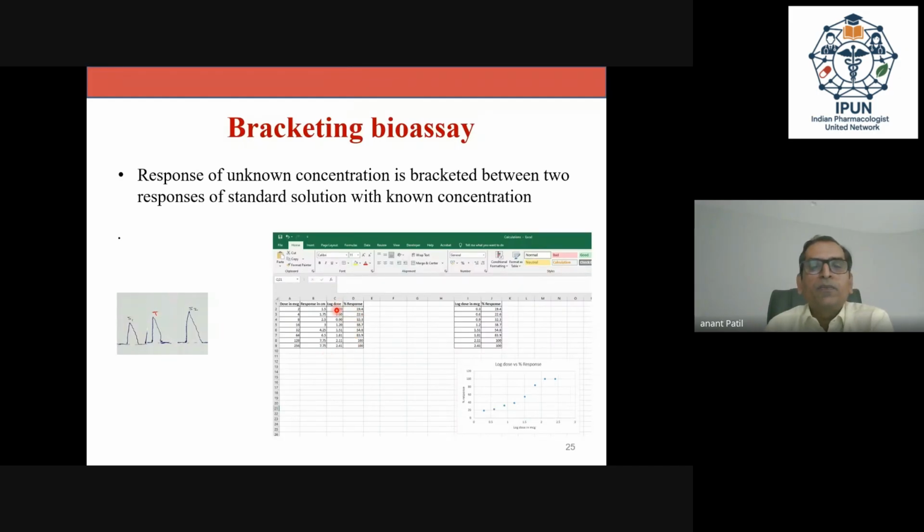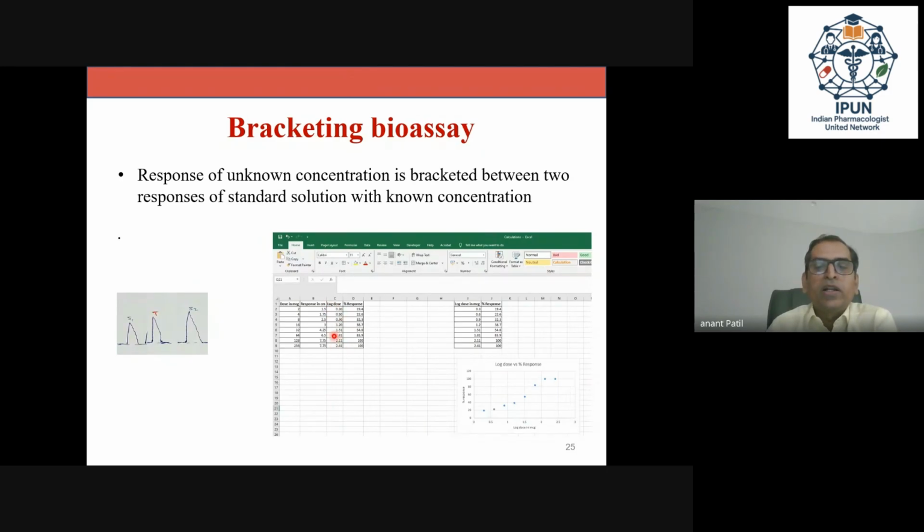Now, number one, why should we convert the dose into log dose? You can see here, the dose is ranging from 2 to 256. It might even go further, and it would be very difficult to plot these doses on a simple paper. That's why if I convert this into log, the numbers become very small and I can accommodate a large number of values on my log.